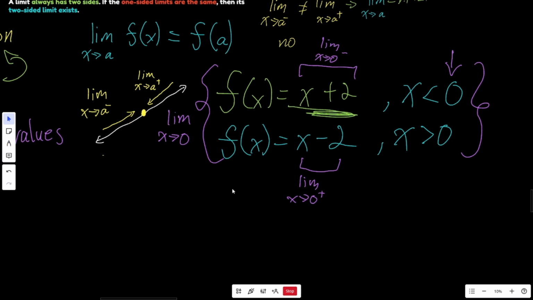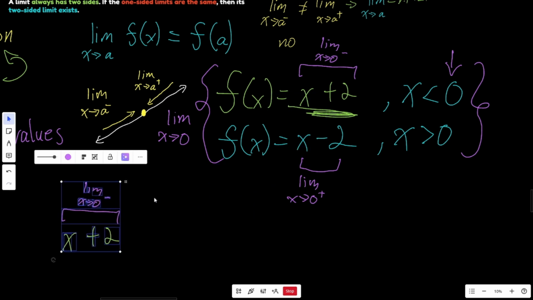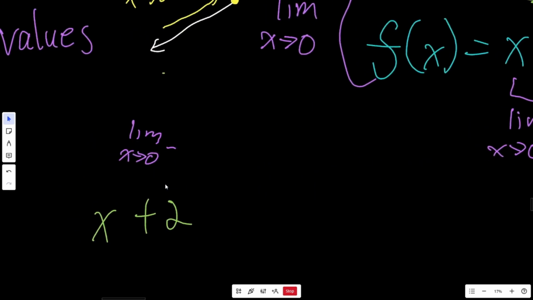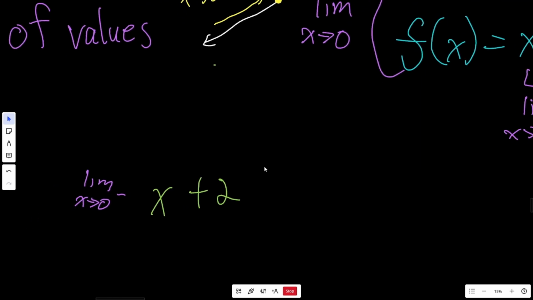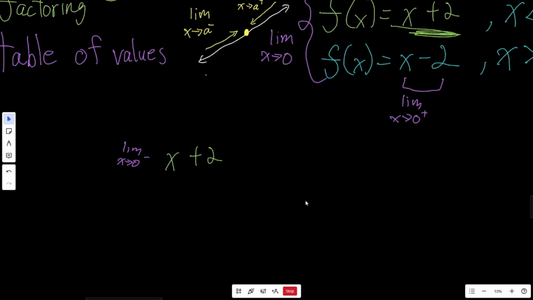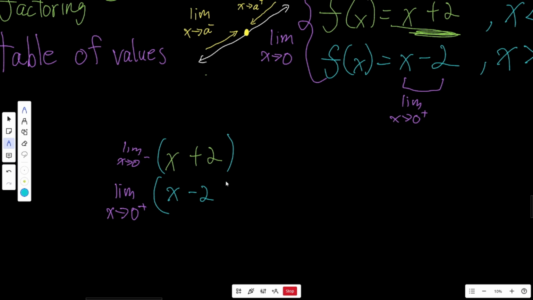Using the fact that we're supposed to use these formulas, we're just going to copy and paste this first. And we're basically just going to substitute 0 into both of them. So the limit as x approaches 0 from the left side is denoted by x plus 2, that formula. And the limit as x approaches 0 from the right side is x minus 2. Let me use a different pen for this one. Let's use sign as well. x minus 2. So let's just put parentheses so that's clear.